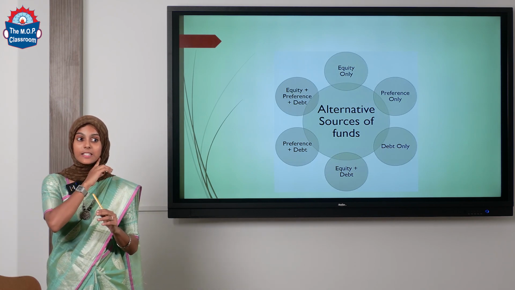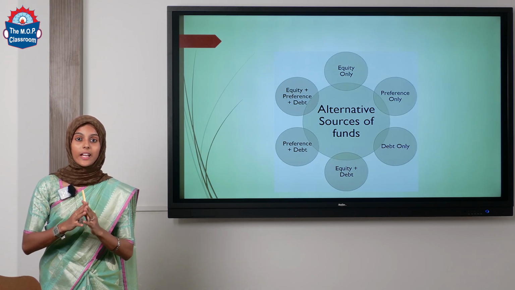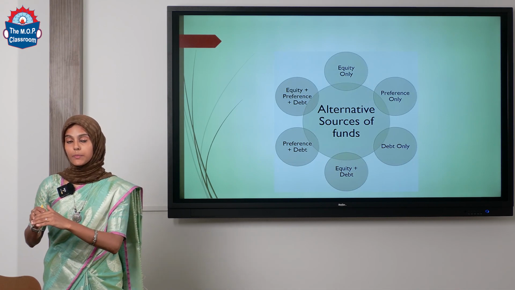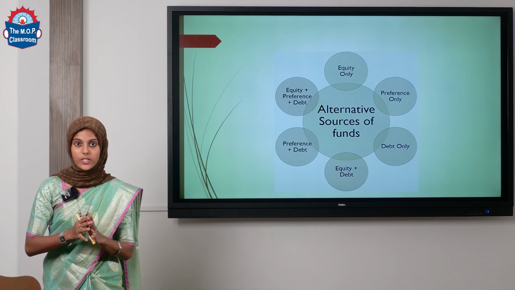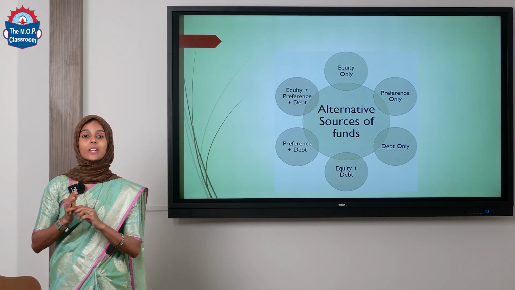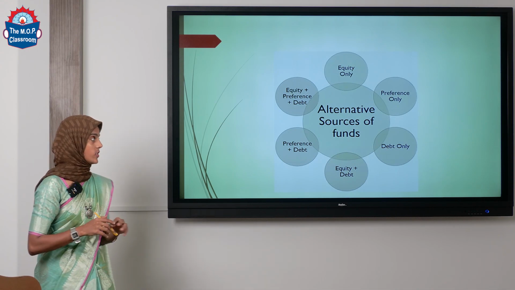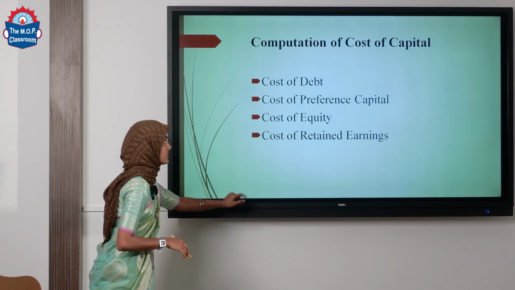Cost of capital is actually combined. Any company will not have only equity, only debt or only preference. So, most companies will have a mixture of all these sources. So, cost of capital will fetch us the combined cost of all of these sources of finance. So, first we will study about the cost of debt.